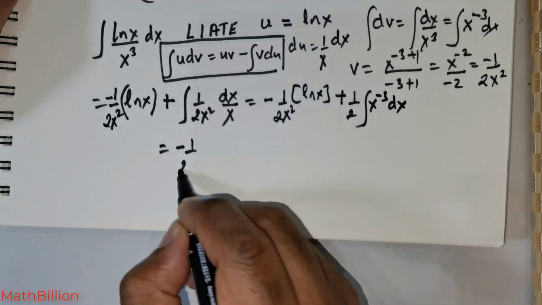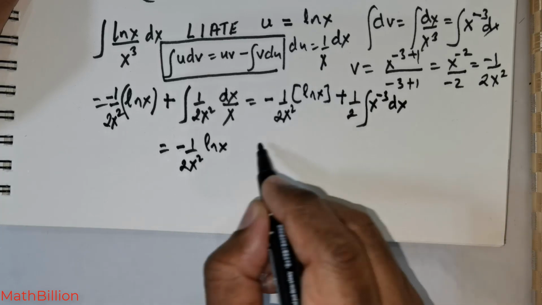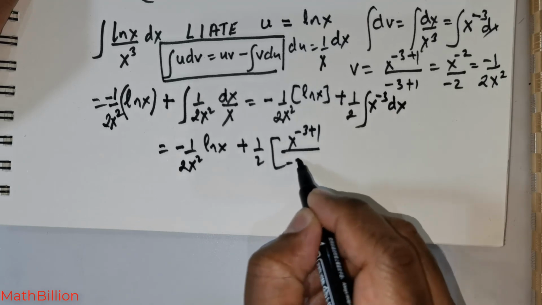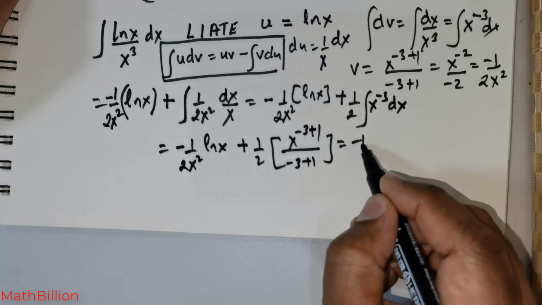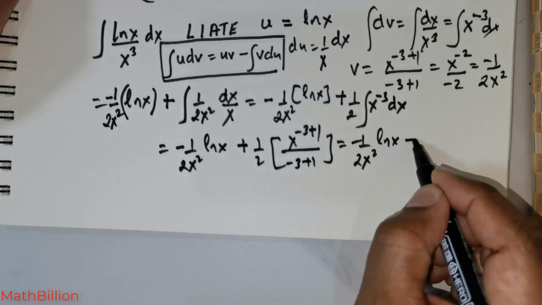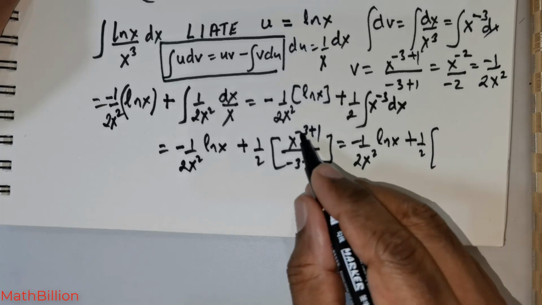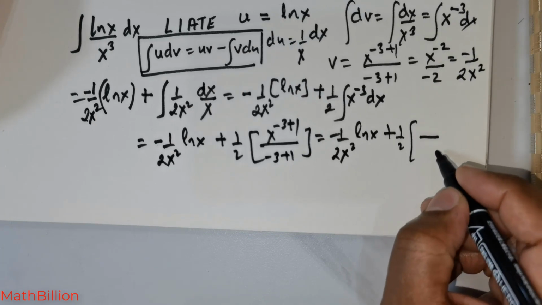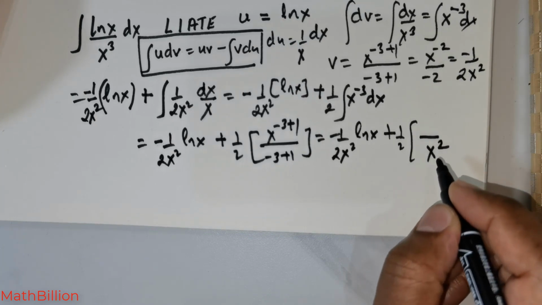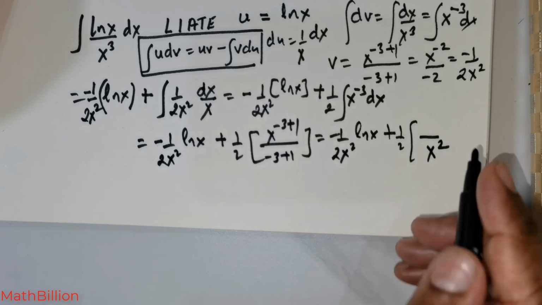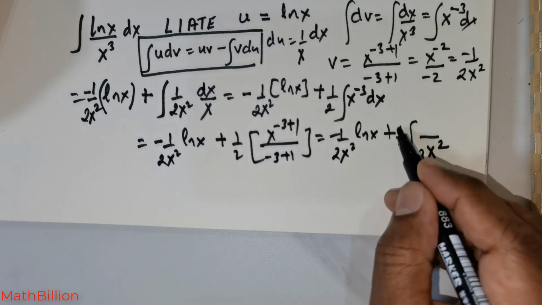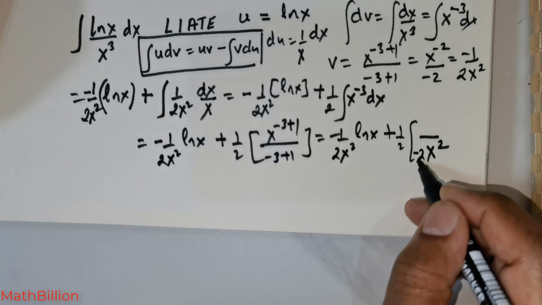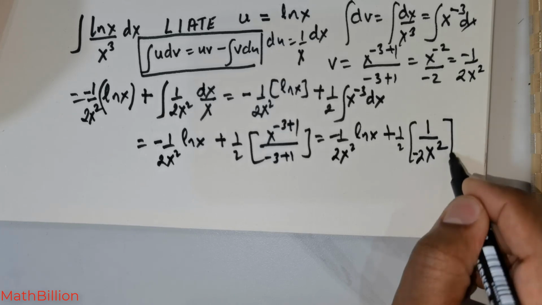So this is equal to negative 1 over 2 times x squared ln x plus 1 over 2. You integrate this, you get x to the power of negative 3 plus 1 divided by negative 3 plus 1, which is equal to negative 1 over 2 times x squared times ln x plus 1 over 2 times x to the power of negative 3 plus 1, which is negative 2. You push it down to the denominator, that would be x raised to the power of positive 2, and negative 3 plus 1 is going to be negative 2. Since it is negative 2, you can place a sign here, but there isn't much space left, so I will place the sign over here along with the 1 in the numerator.